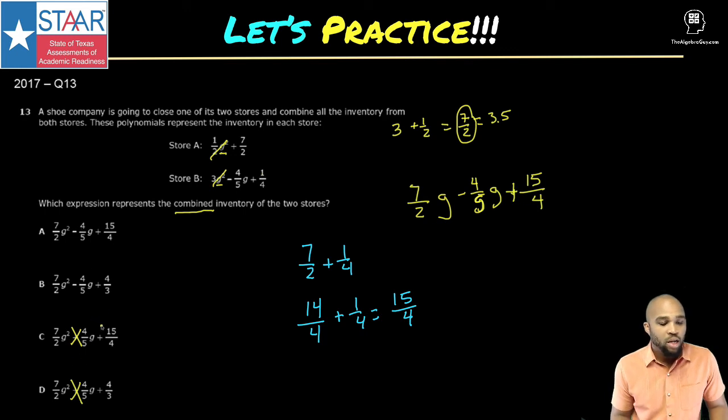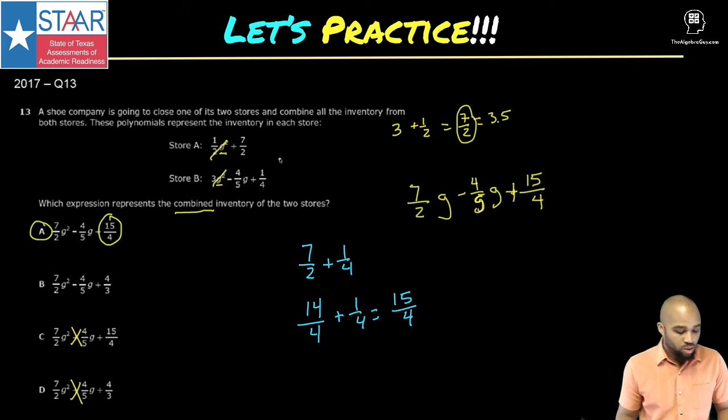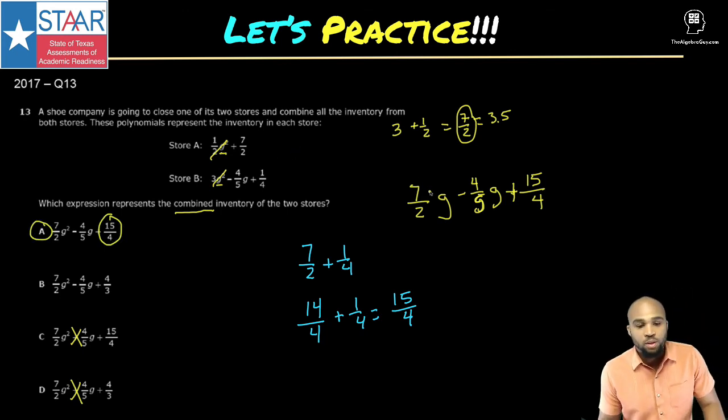So now I'm not even distracted by these two anymore. I don't care that this is 15 over 4. I already know that this can't be right. So now I'm just looking at these two, and it becomes obviously clear that A is the best choice there. So good job to you.